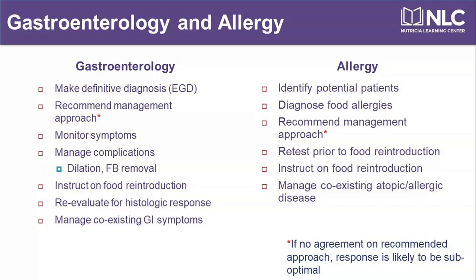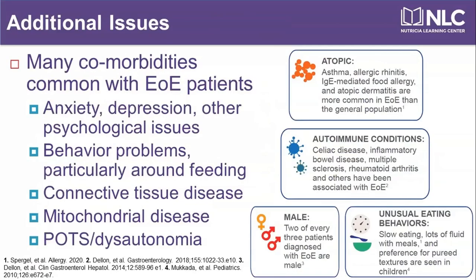The allergist can also instruct on food reintroduction and then can manage the coexisting atopic conditions that are also so common in these patients. But bottom line is, if there's not agreement between these two specialists, it's not an optimal situation to get a good response. I mentioned there are comorbidities that go with this disease, and so we mentioned the atopic issues, but psychologic issues, anxiety, depression, behavior problems, especially around feeding, are very common. And we're also finding that patients with EoE have increased frequencies of connective tissue disease and mitochondrial disease and dysautonomia. And so having a team approach really is very helpful.